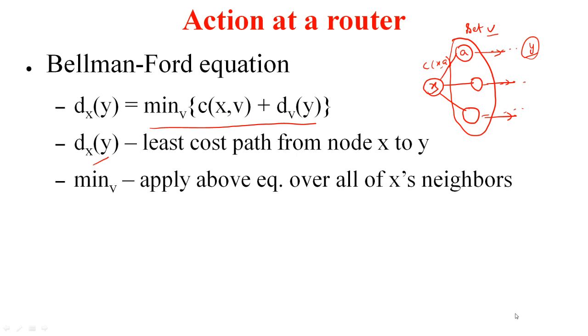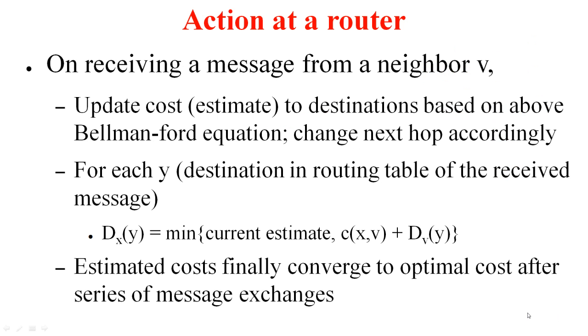So basically here is what happens. On receiving a message from a neighbor v, this is what a node does. It will update its cost based on this particular equation. So this neighbor v said that it can reach y at this particular cost. It already has an estimate. Maybe this estimate was determined based on some other neighbor or its initial state information.